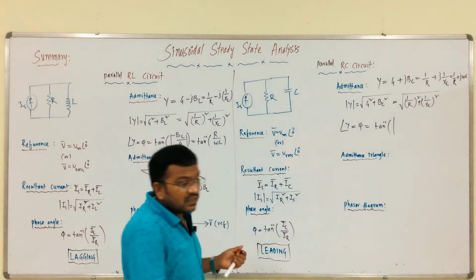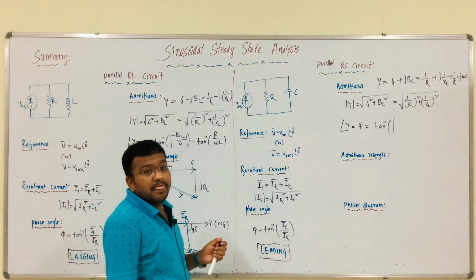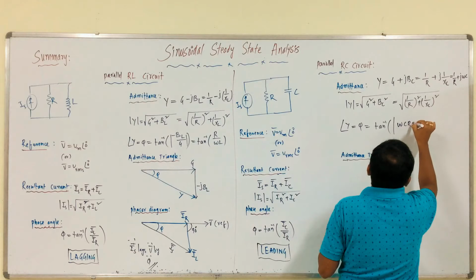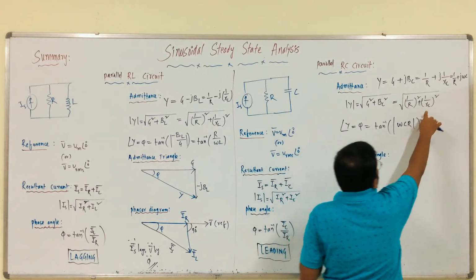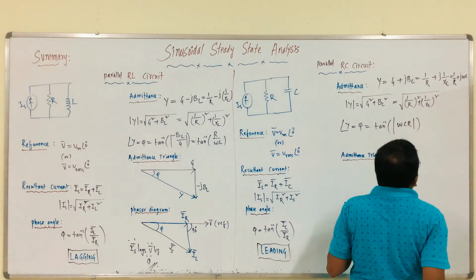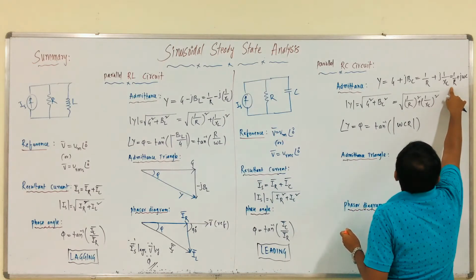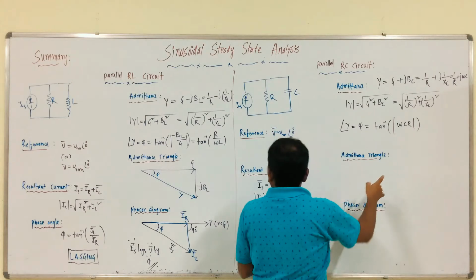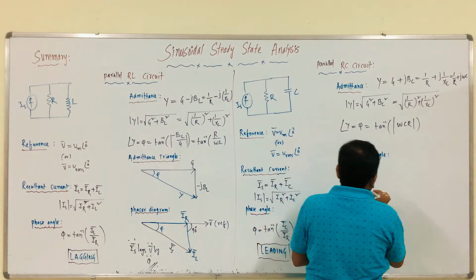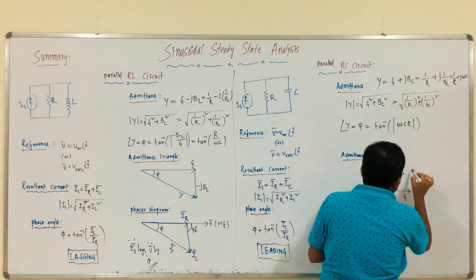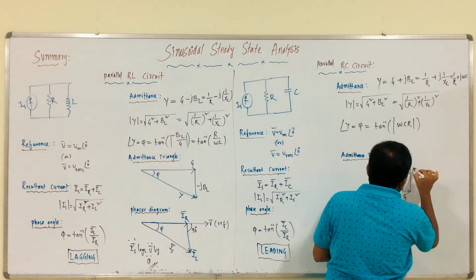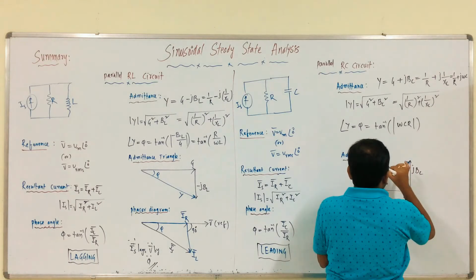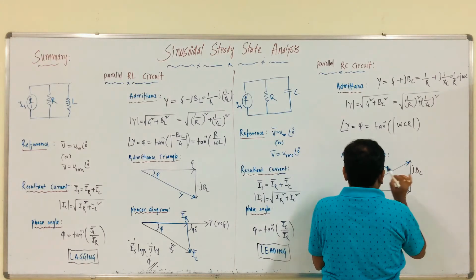There we have, in case of series RL circuit, 1 by omega CR. Here we have omega CR, that's it. See, 1 by XC by 1 by R, we got omega C by 1 by R, which is nothing but omega CR. Clear? Then coming to the admittance triangle. This is G. This is JBC. And this is Y. This is phi or theta.